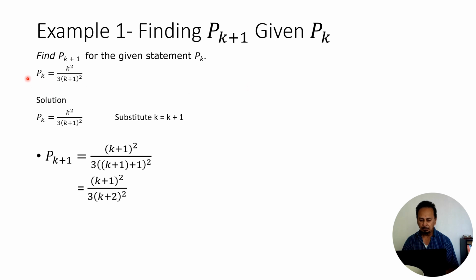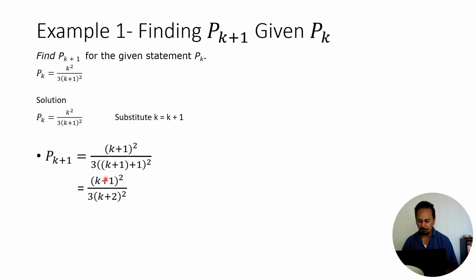Example 1. Find P sub k plus 1 for the given statement P sub k. So P sub k is k squared over 3 times k plus 1 squared. So just substitute where k is k plus 1. So P sub k becomes P sub k plus 1, and k becomes k plus 1 squared. 3 stays, and k changes to k plus 1, and then we already have plus 1 in the square.